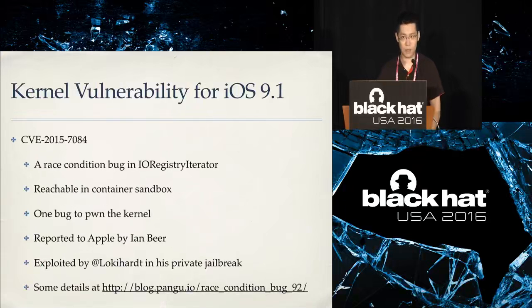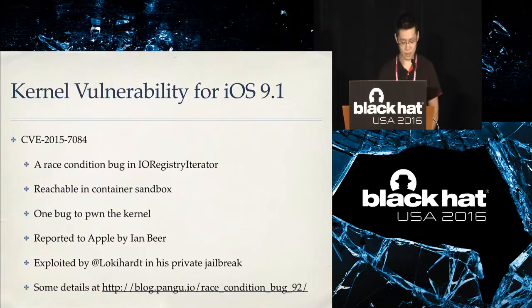And this year, we upgraded our jailbreak to support iOS 9.1. In this version, we use another kernel vulnerability. Actually, this one was reported to Apple by Ianbeer from Google Project Zero. After the vulnerability was patched, he released a POC code on the Google Project Zero site. Actually, this is a race condition bug in the IO registry iterator.